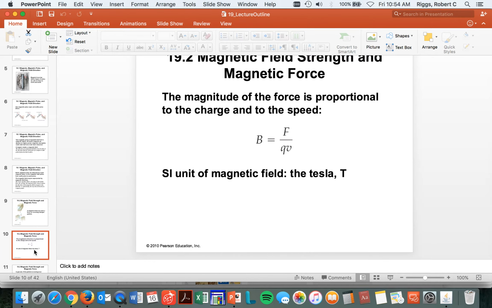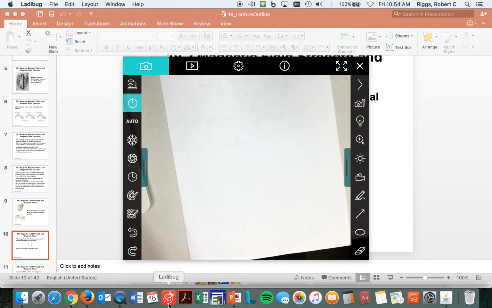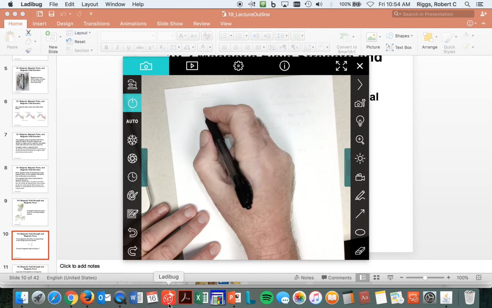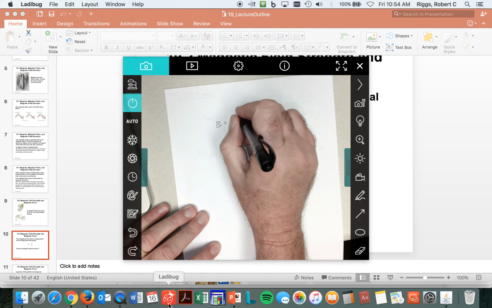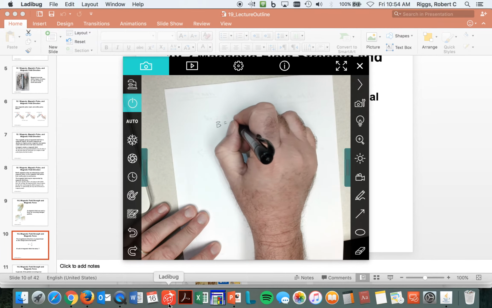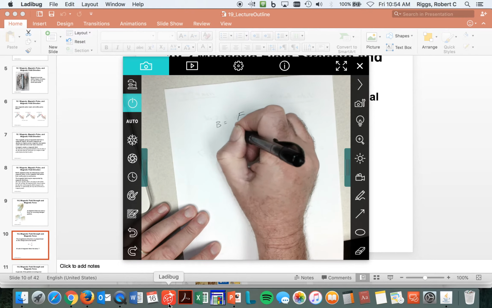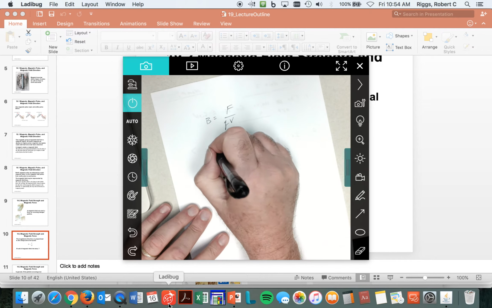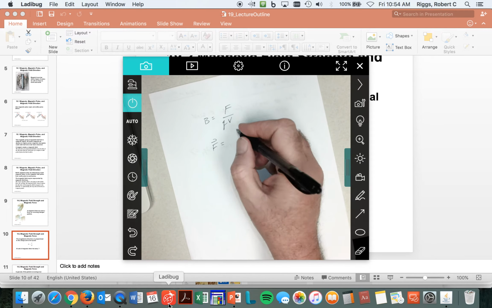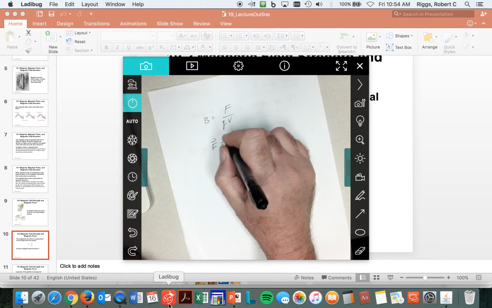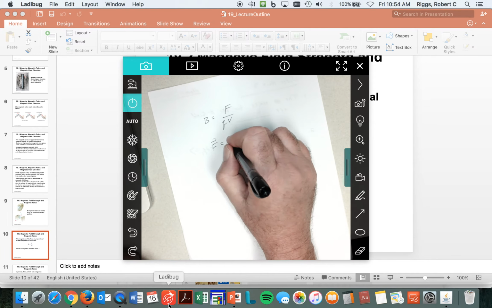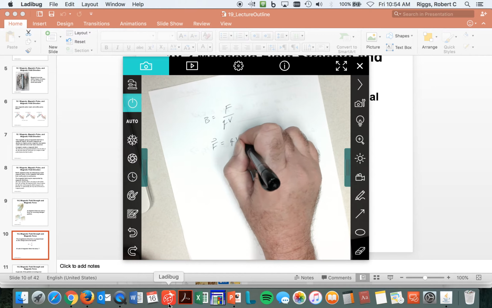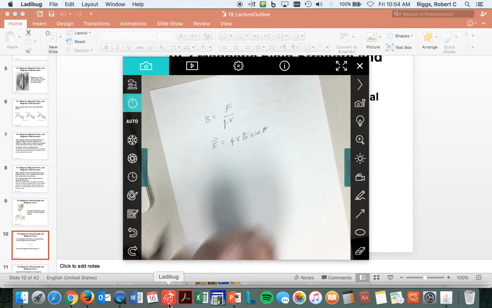So here we go. Here's your first, well, I'll be darned, an equation where the B field is equal to the force over the charge times the velocity of the charge. Or the force, which is in newtons, is equal to Q times V times B times the sine of the angle. It's the perpendicular component.